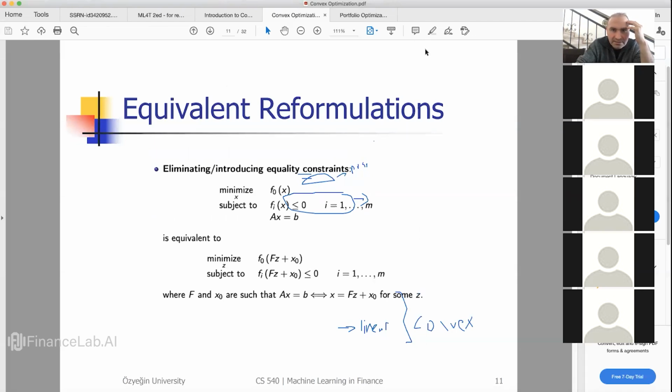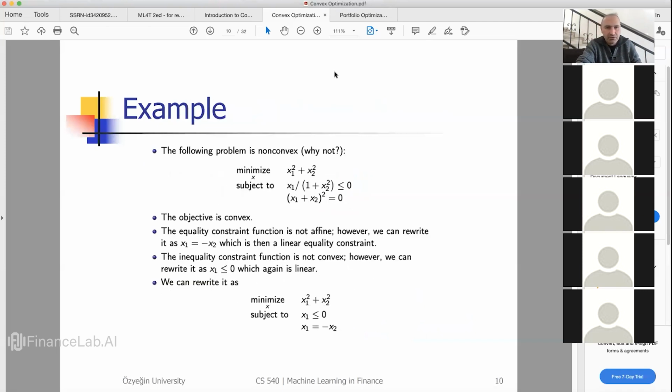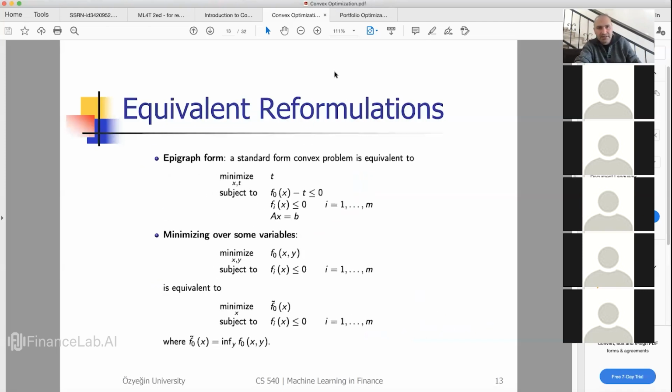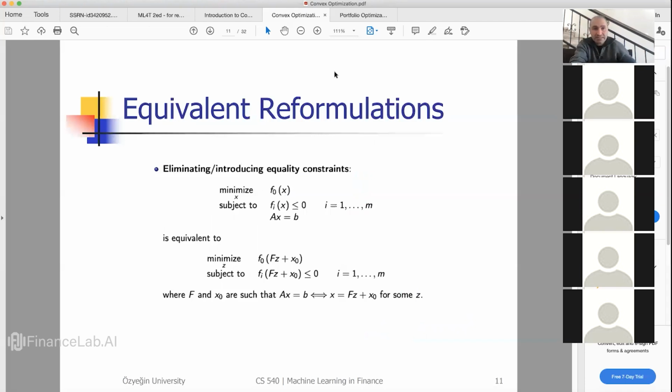And again, there are equivalent formulations. So let's look at some equivalent formulations. For instance, assume that we have this condition Ax = b. So we have this f0(x), which again is the objective function. We have inequality constraints f_i, and we have equality constraints Ax equal to b.